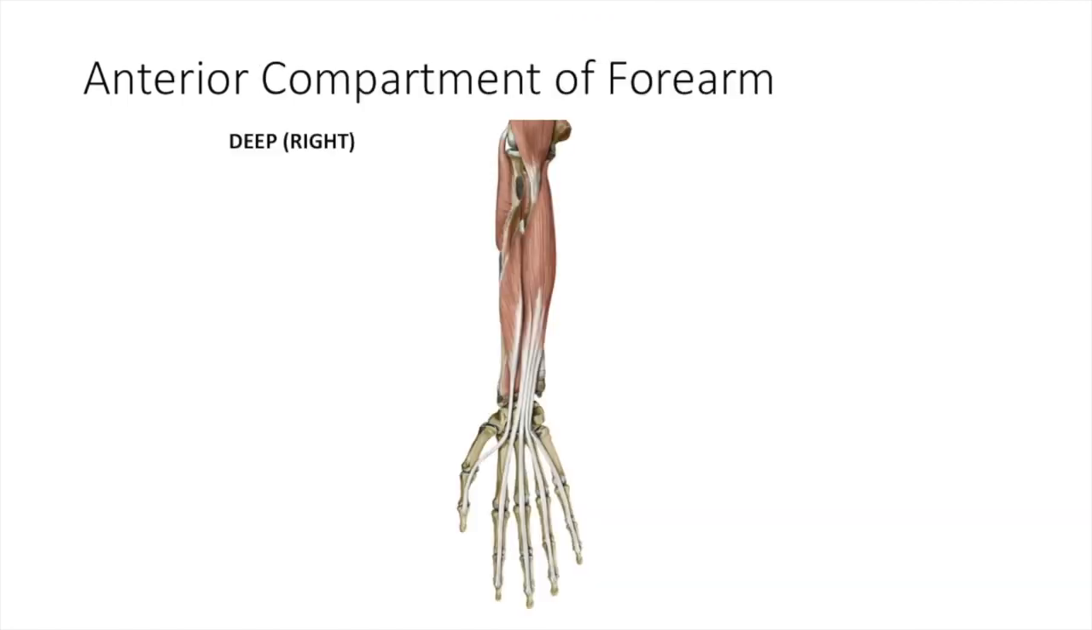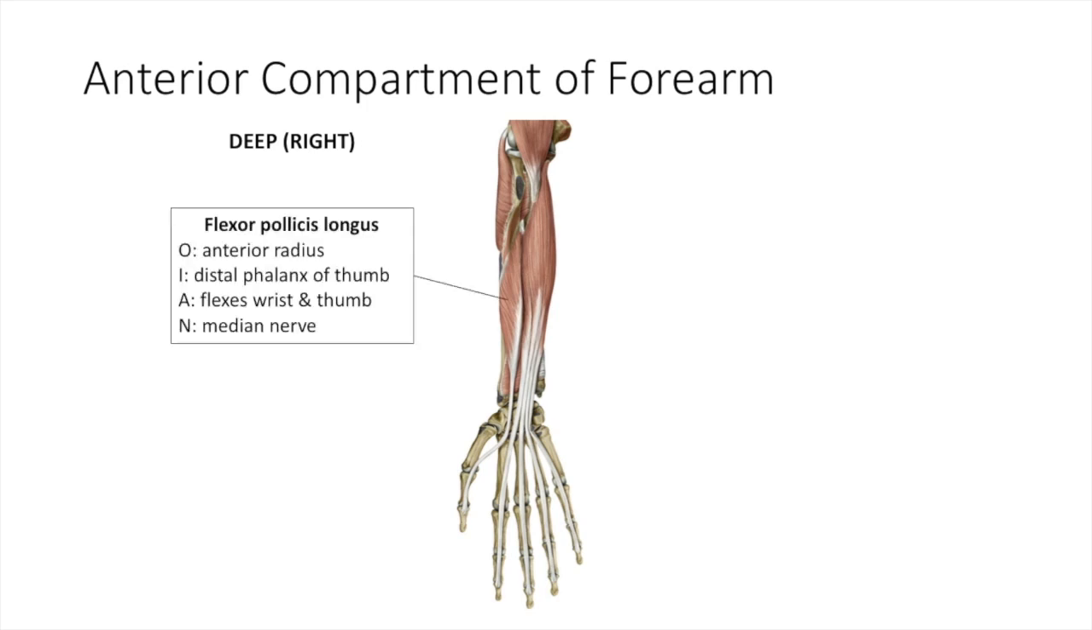And next we have a view of the deep muscles on the anterior forearm. So first we have the flexor pollicis longus, which originates on the anterior radius and inserts on the distal phalanx of the thumb. And this muscle acts to flex the wrist and thumb.